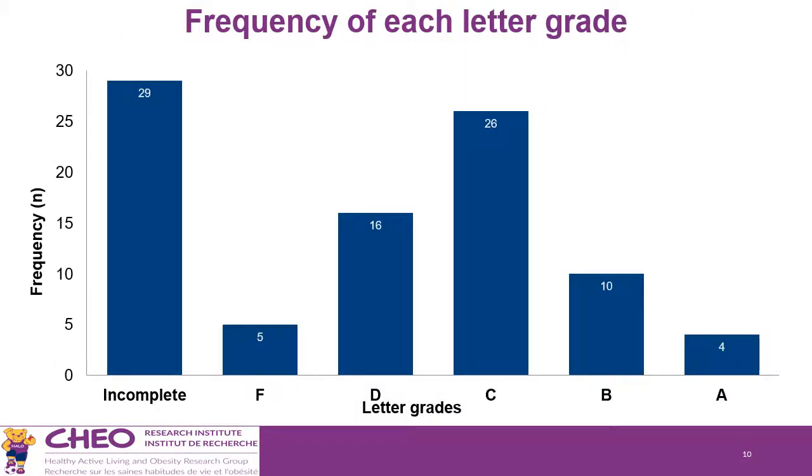This figure presents letter grades for each, so at least each letter grade, F to A. Incomplete is on the far left. As you can see, there were 29 incomplete grades, and it's a fairly normal distribution, with the letter grade C being the most reported. At least 26 grades were C's. We only had a few A's and a few F's.